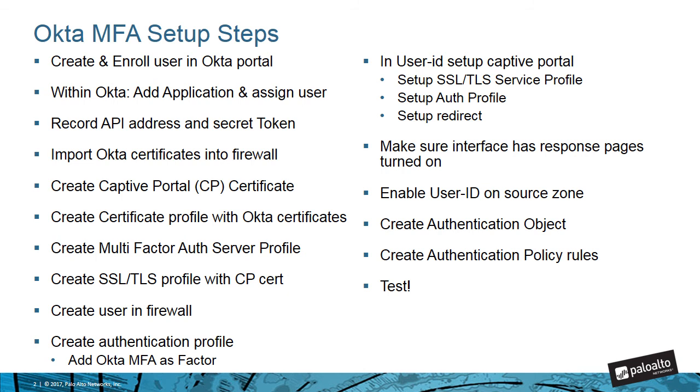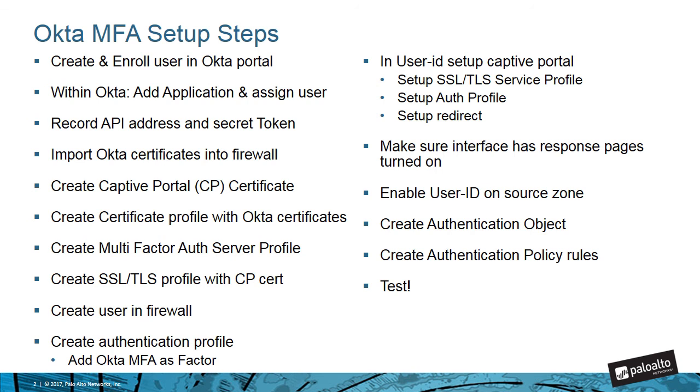So just to recap the steps, we create and enroll a user in the Okta portal. Then we, within Okta, add an application and assign a user. We record the API address, secret token, as well as my subdomain. Export the Okta certificates to a folder and then import them into the Palo Alto Networks firewall. Create a captive portal certificate. Create a certificate profile containing the Okta certificates.